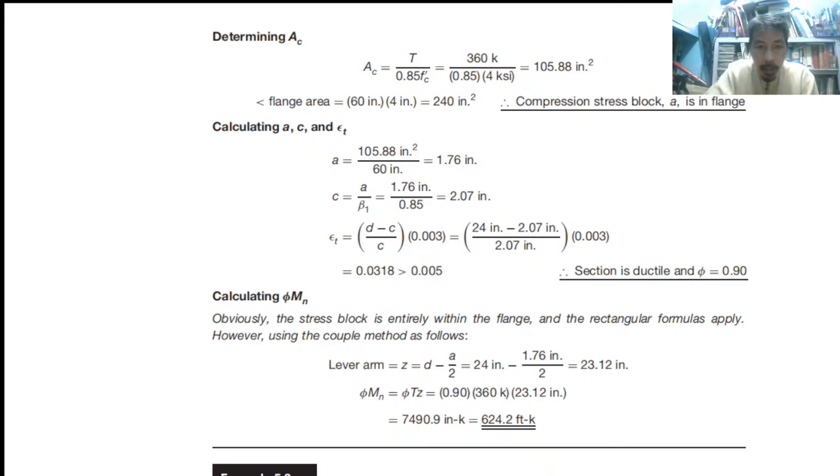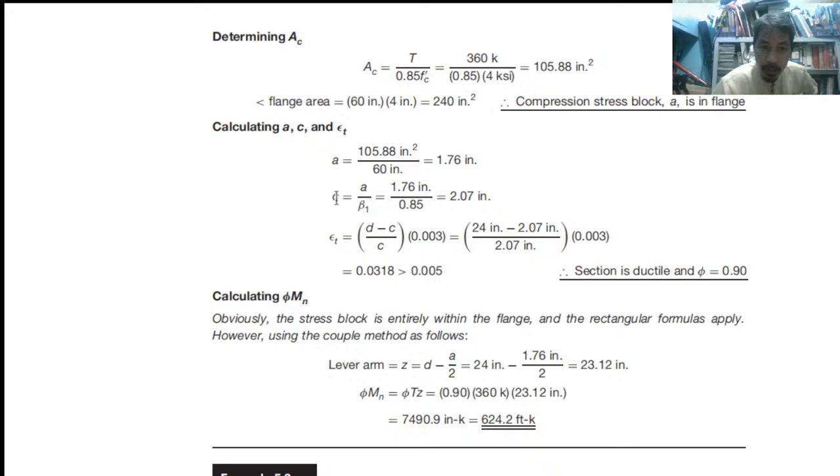Now we can compute the strain value. So epsilon sub t is equal to 0.003, which is constant, multiplied by the quantity d minus c over c. We already know the c. This equation is the reason why we have to compute for c, because we want to find out if we are going to use 0.9 or something other than 0.9.